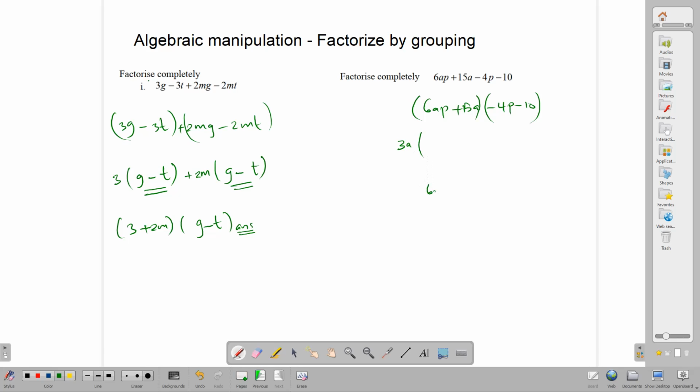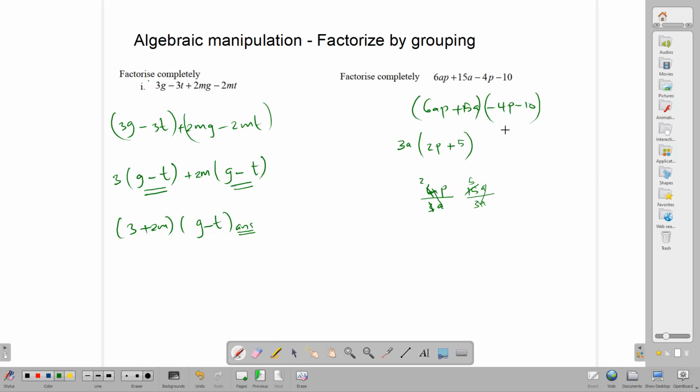So we have 6ap divided by 3a. The a's cancel. 3 into 6 goes 2 times. 2p is what we have left. And 15a divided by 3a: 3 into 15 is 5. We end up with a 5.